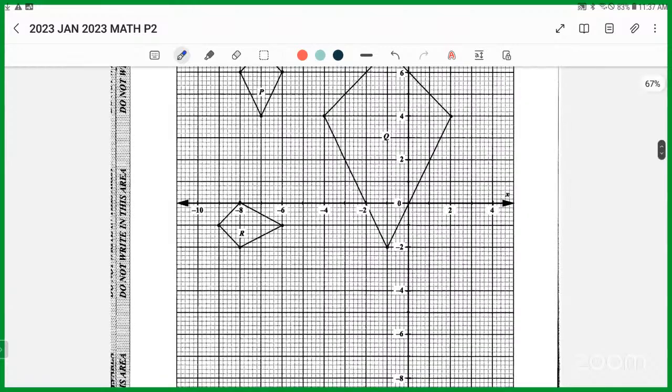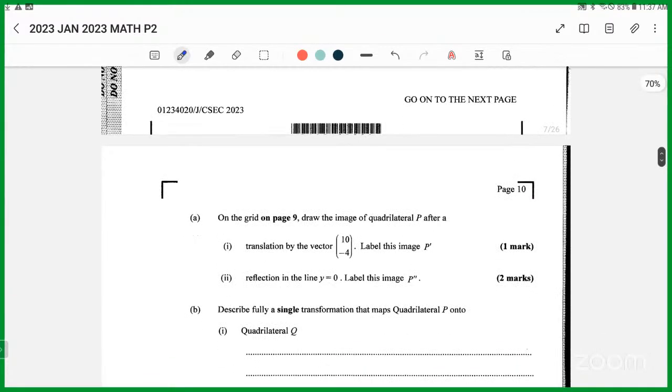First thing they want us to do is a translation on the triangle P of (10, -4). Now, (10, -4) means 10 to the right and 4 down, doesn't it? So we're moving P 10 to the right and 4 down. It's not going to turn, so the size and shape will remain the same. It just moves from one location to another, right?